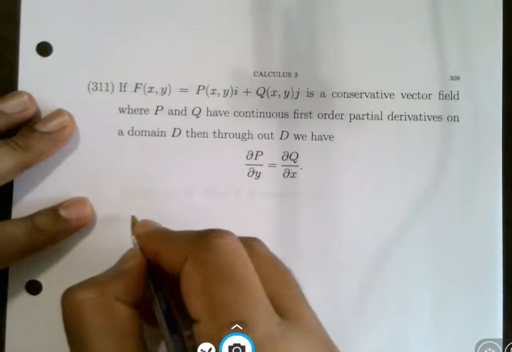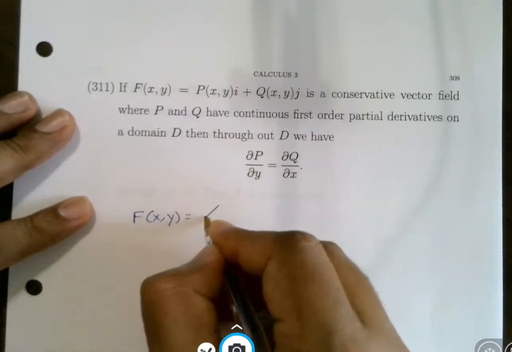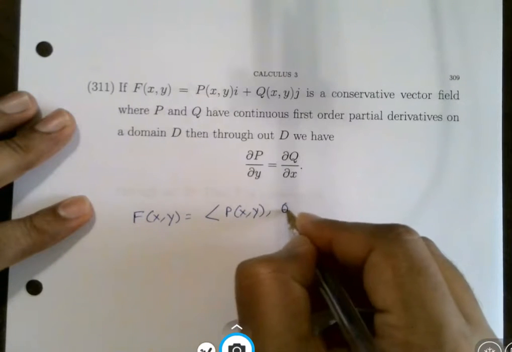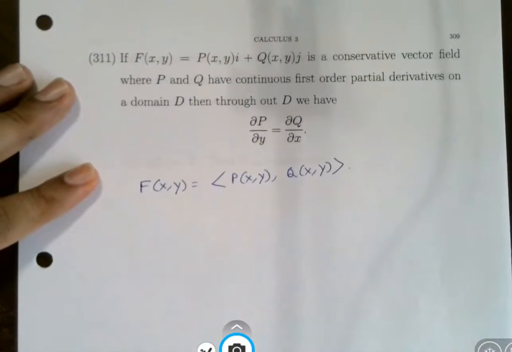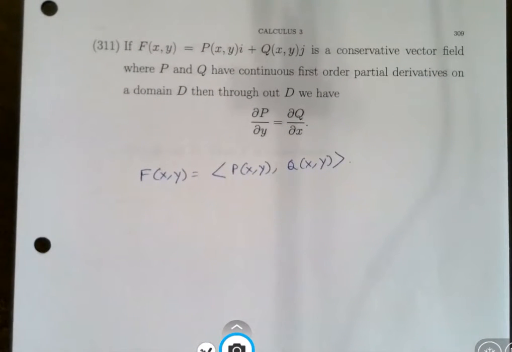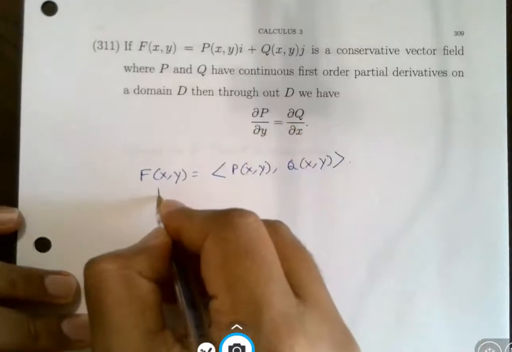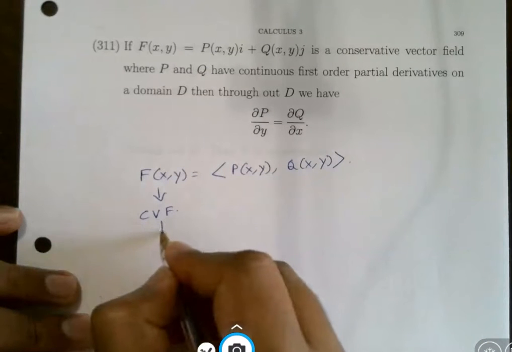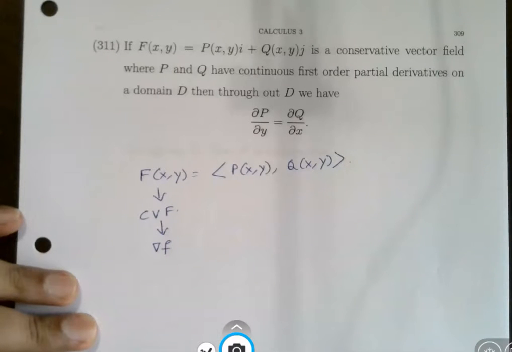Now if F is such a vector field, is it conservative only if this holds? Remember, F of x,y is defined as P of x,y and Q of x,y. These are the two components, since we are dealing with a two-dimensional space. So F is a conservative vector field.